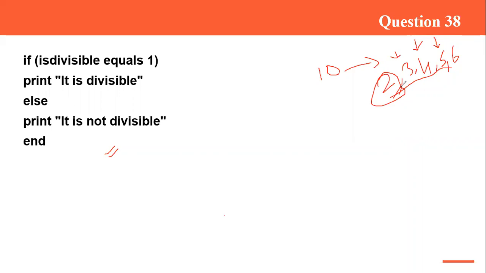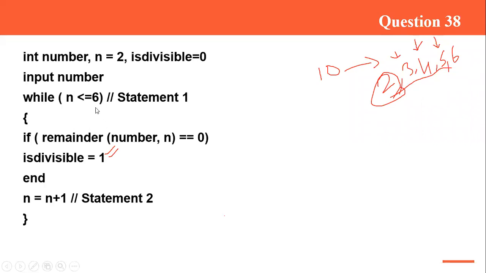To decide whether 10 has a factor between 2 to 6 or not, if I check with 2, that's enough. Am I right? Yes. So once I find the factor, I should not repeat it anymore. For that reason, I'll continue this while loop only if E is divisible is 0. Here I am writing one more condition. If E is divisible is 0 only, keep doing it.